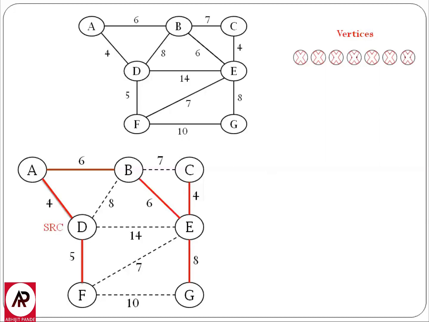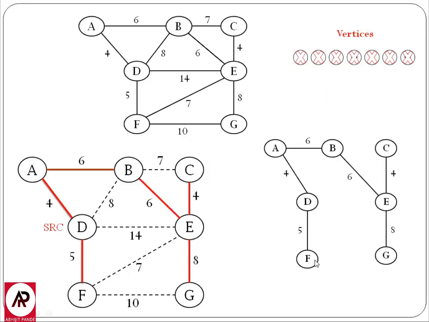Now check whether all the vertices are considered. Here in our graph there are 7 vertices, and in our minimum spanning tree we also consider all the 7 vertices. That means we reach the end of the solution. This is the overall minimum spanning tree for the given graph.